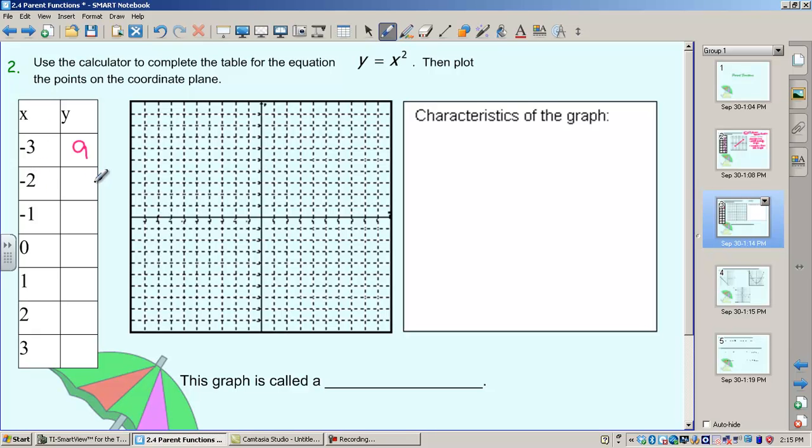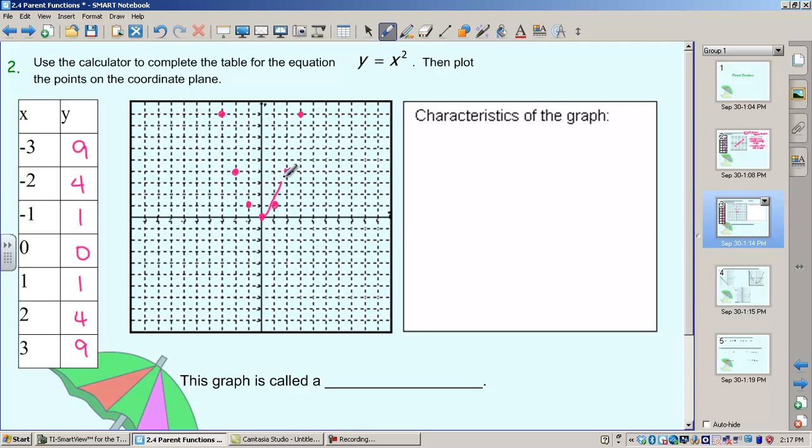That means -2 squared is 4. -1 squared is 1. And 0 squared is just 0. 1 squared is 1. 2 squared is 4. And 3 squared is 9. So I've just squared all my numbers. We're going to plot them on here. I have -3, 9. -2, 4, -1, 1, 0, 0, and then the positives of that.